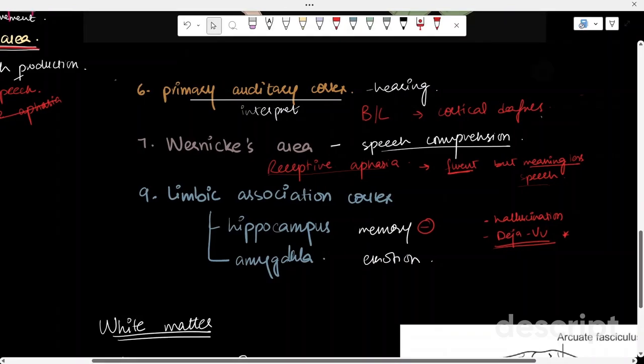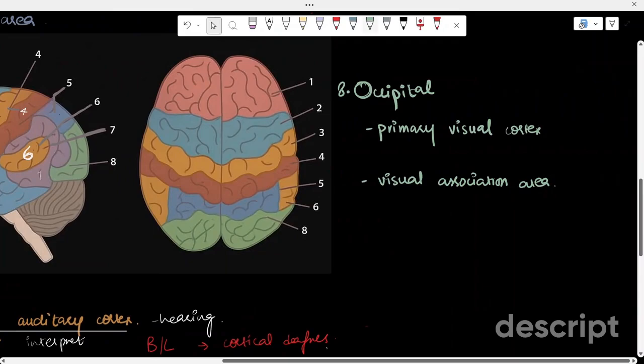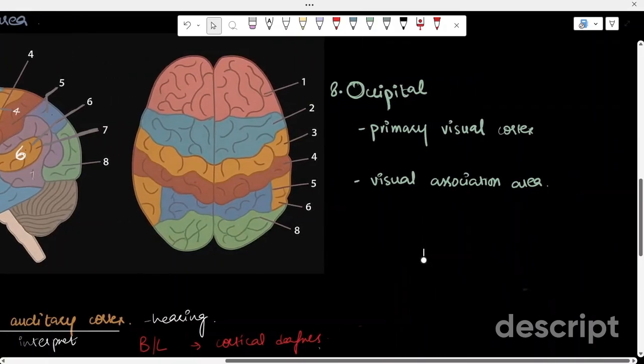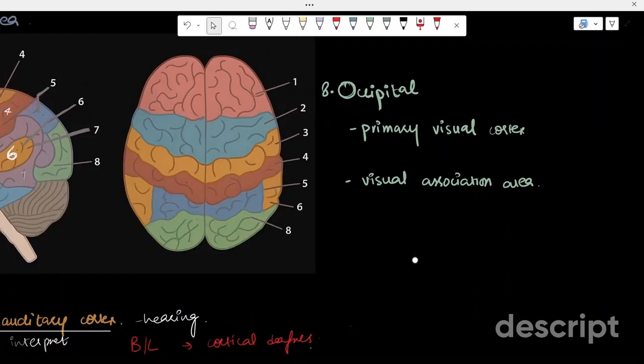Now, this was all for the temporal lobe. We will move on to the last one present over here, which is the occipital lobe. As you can see, the one in green is primarily involved in vision. It has a primary visual cortex and a visual association area. As we just discussed, each lobe will have an area receiving the primary sense, which for the occipital lobe is vision, and the association area will help in recognition and interpretation.